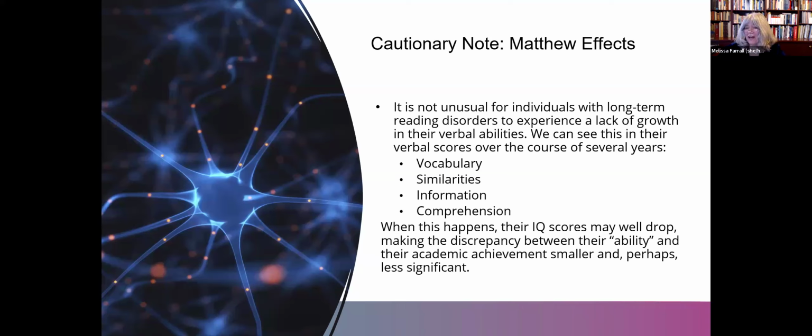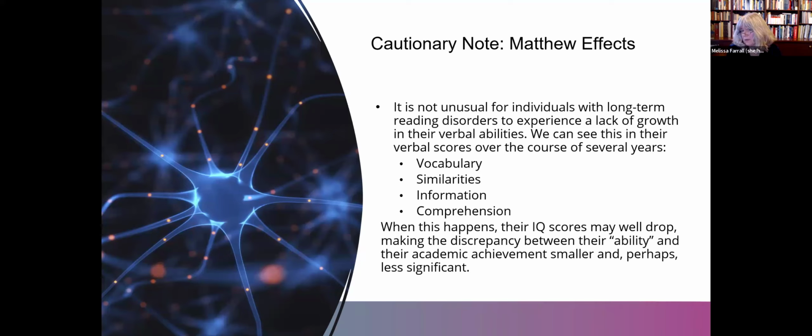And over time, our students are essentially language deprived, and they don't develop their verbal thinking skills in the way that we would hope. So we would see the vocabulary might not develop. Similarities measures categorization skill and the ability to perceive how two things are alike.